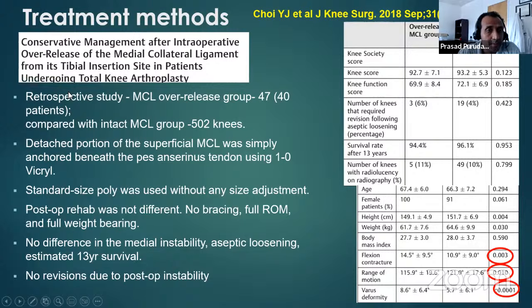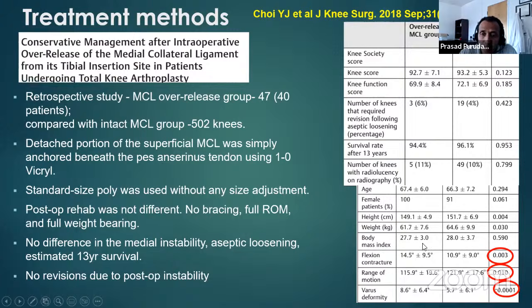Primarily the issue was a detachment of the superficial MCL completely off the tibia. What they did was simply suture or anchor it beneath the pes anserine tendon using a number 1 Vicryl. They did not do any complex type of reattachment or bone anchors. They used the standard size poly without any size adjustment. Post-op rehab was also not different. They did not do any bracing, and they allowed full range of motion with full weight bearing.